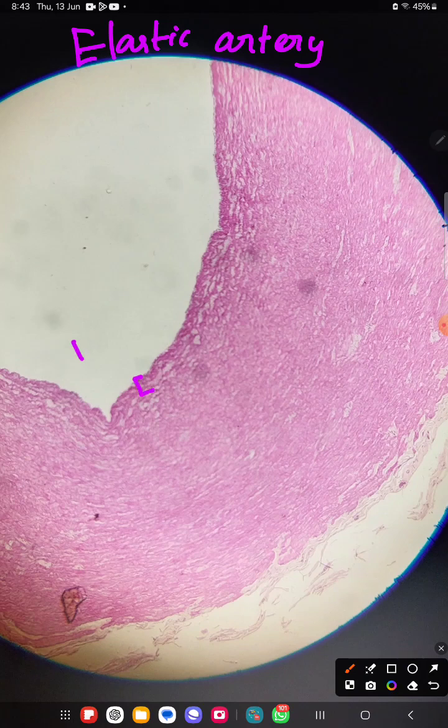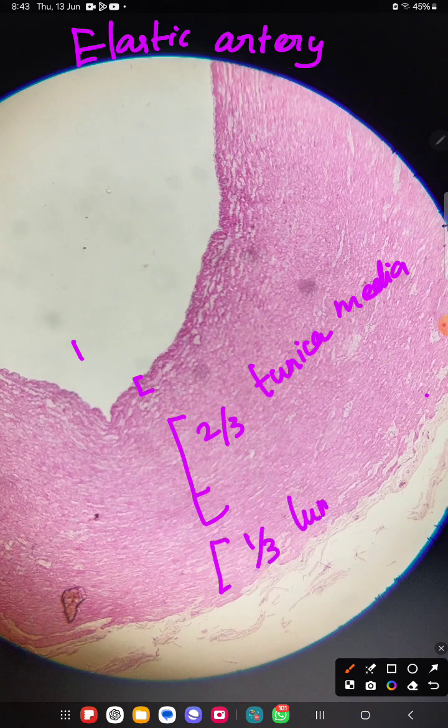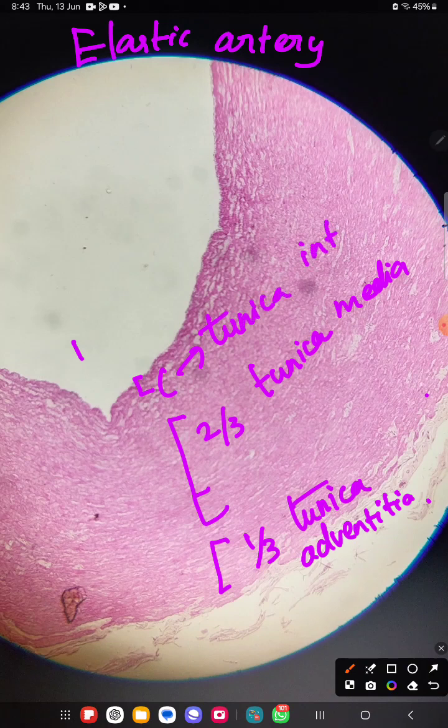Two thirds is tunica media, one third is tunica adventitia, and then tunica intima. That's all. It has elastic fibers.